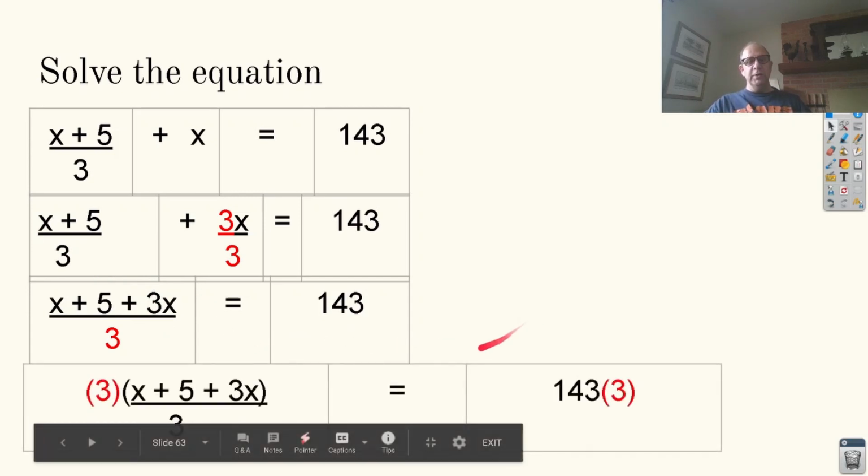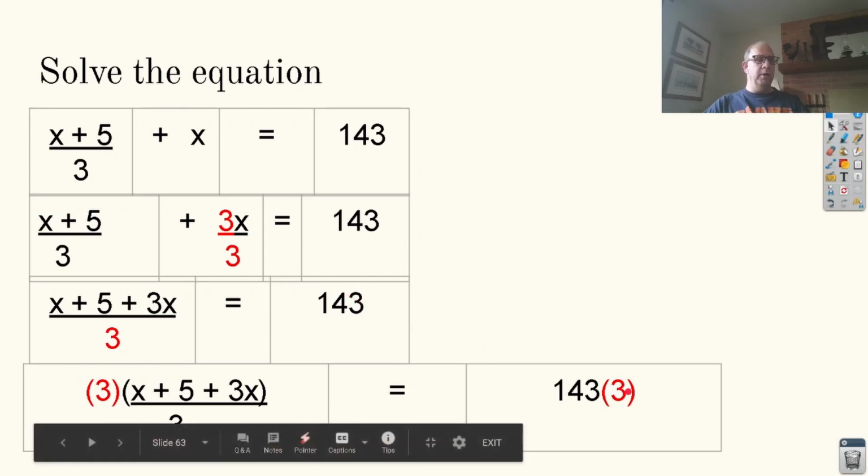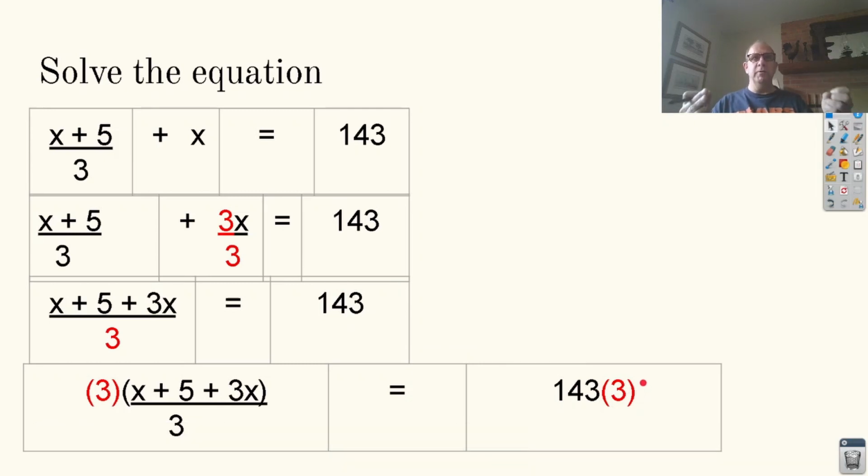Now I'm going to start solving. If I multiply both sides by 3, this one where it says 3 times x plus 5 plus 3x divided by 3, if I multiply by 3 and then divide by 3, I end up with the same thing, which is x plus 5 plus 3x. But on the other side, I want to make sure I multiply by 3 as well. The multiplicative property of equality. If I multiply by something on the left side, I have to multiply by the same thing on the other side to make it equal.